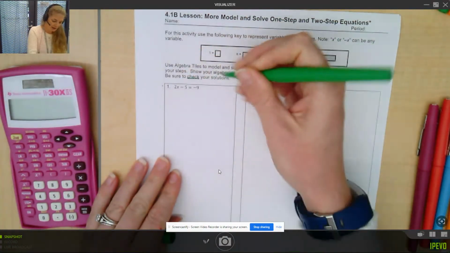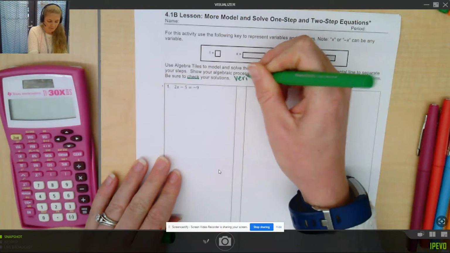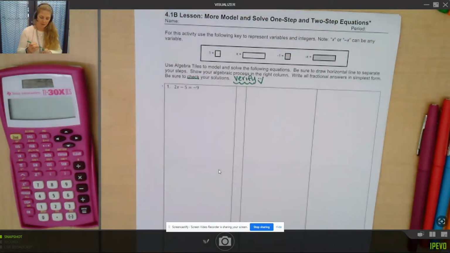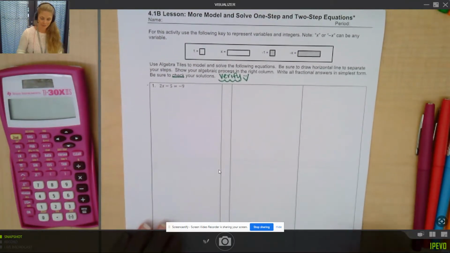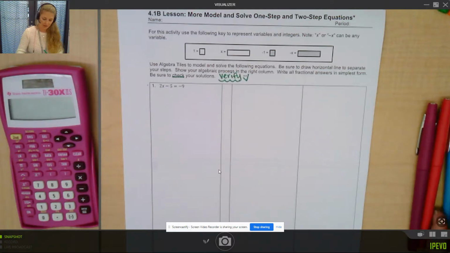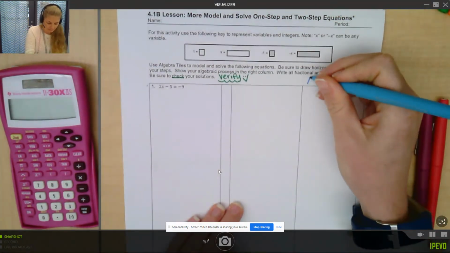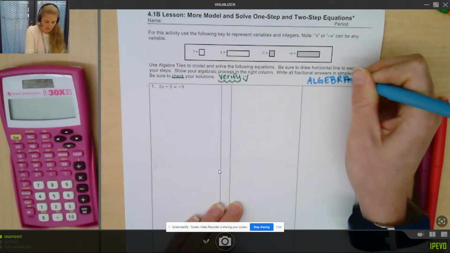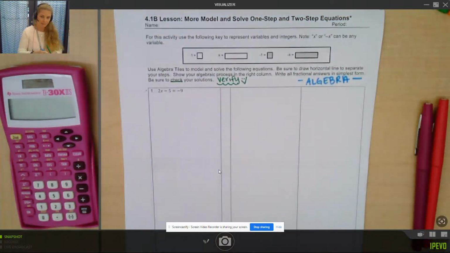So when we check, that's another word for verify. So remember, we want to make sure that the value we find makes the equation true, meaning it is a solution. And just over here, just to be sure, I'm just going to write algebra, so we remember to solve using the algebra over in this column.